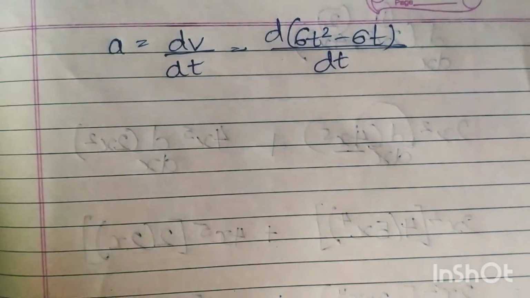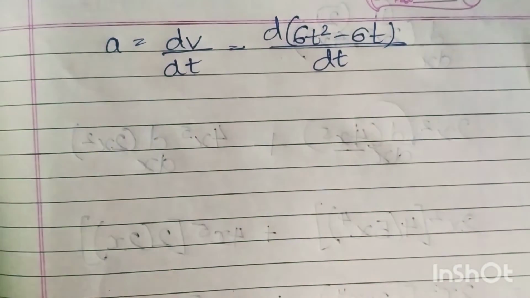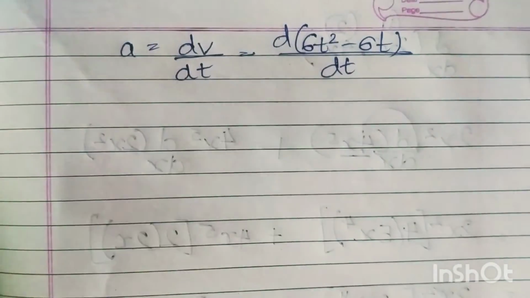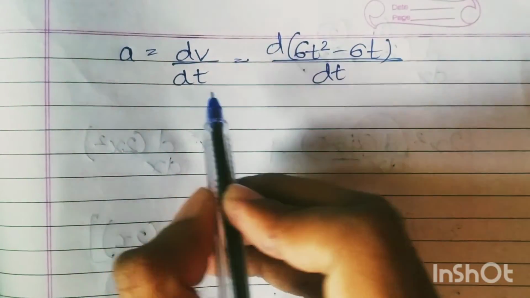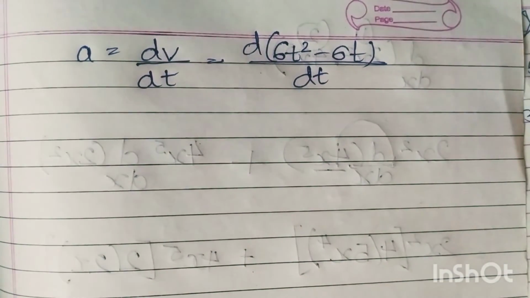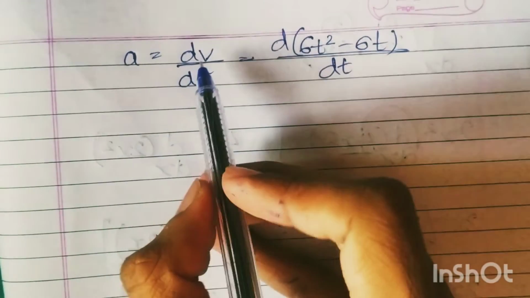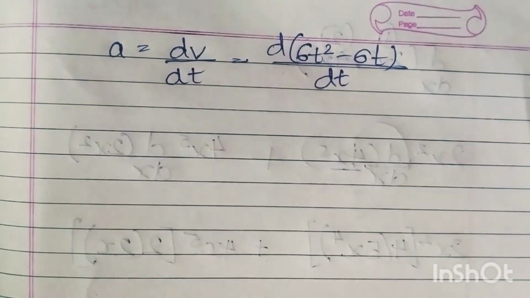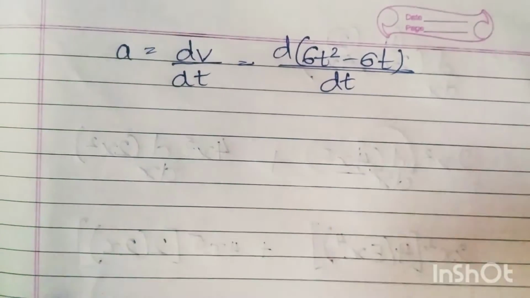Now the third comes acceleration. How to find the acceleration? You all remember the formula of acceleration, that is velocity upon time. So change in velocity with respect to time is known as acceleration. Change in velocity with respect to time. So velocity in the previous section we got 6t square minus 6t. So we have to find this differentiation.